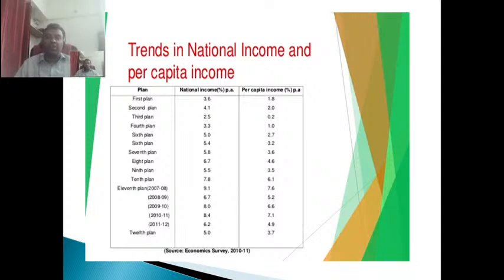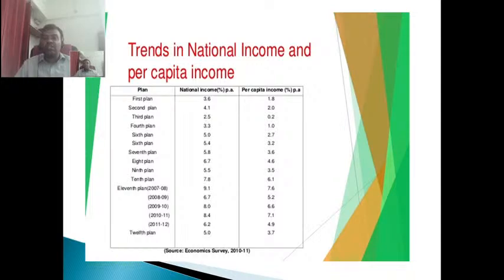Like there is a first plan, second plan, third plan. So these are the 5 year plans. Okay, 1950 to 55, 55 to 60, then 60 to 65, 65 to 70. So why do we have to understand the trends in national income and per capita income? Because the political situation was different in most of the 5 year plans.